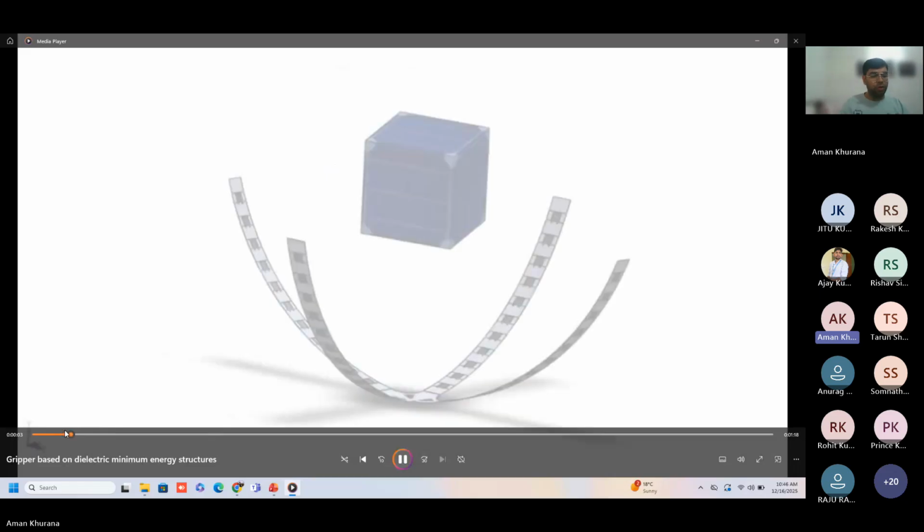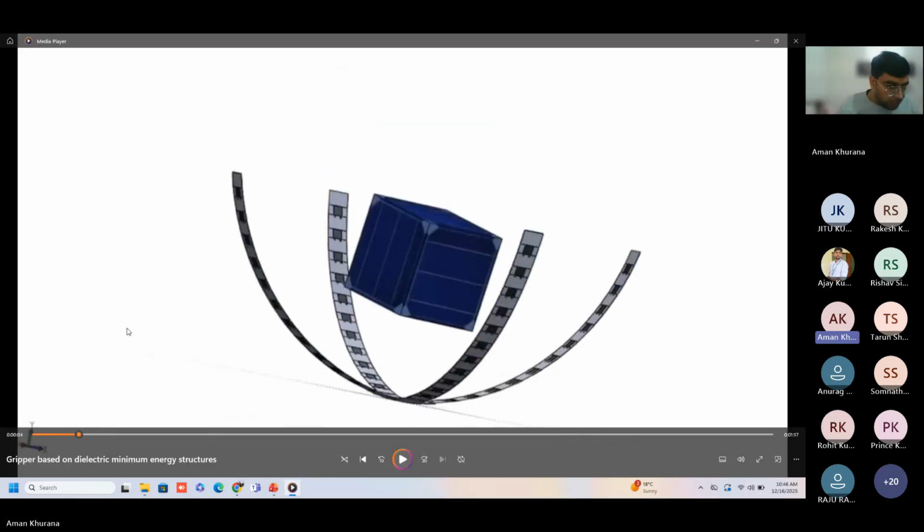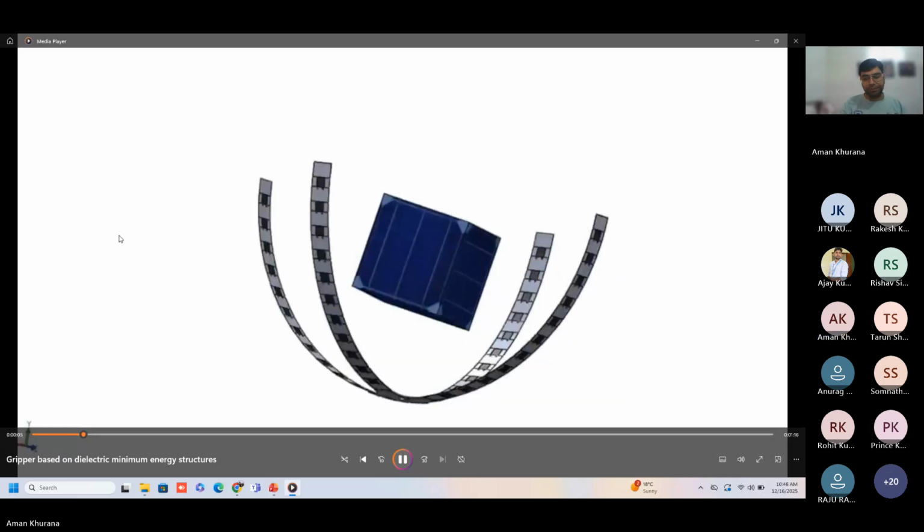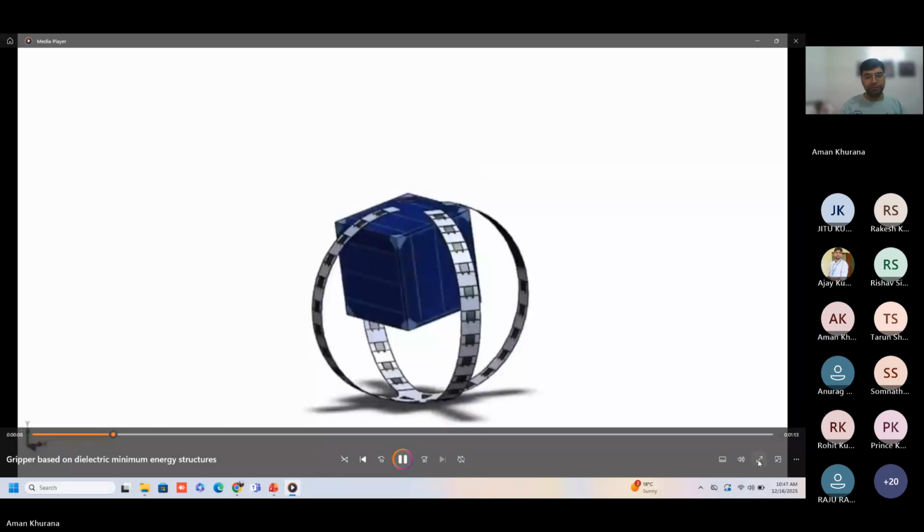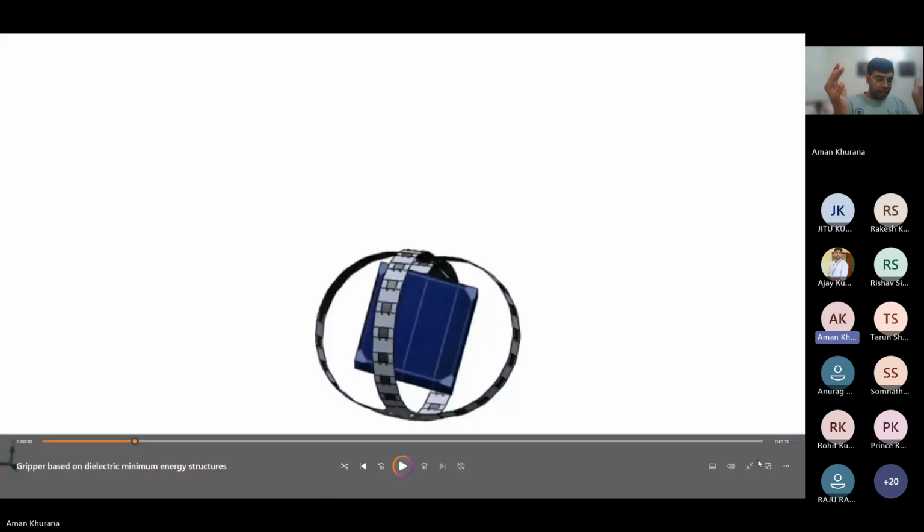That is not required. So you can see that's what I'm talking about. This dielectric elastomer based minimum energy structure can be used in satellite applications for aerospace, for gripping an object. So that is one of the applications being shown here. Initially, when you have the pre-stretch and you release it, it will try to hold an object. And when you apply the voltage, it will go back.